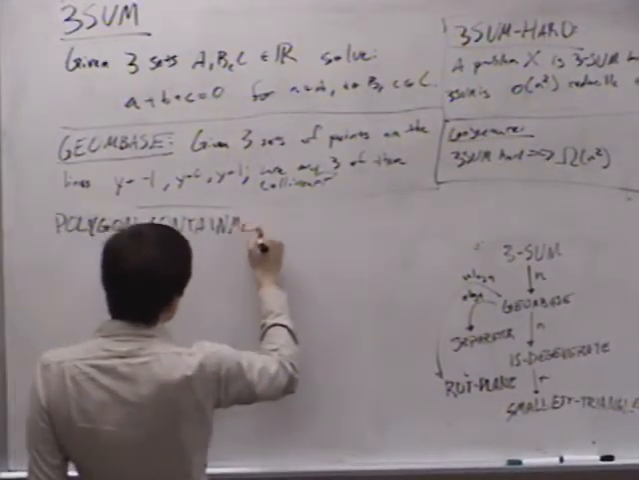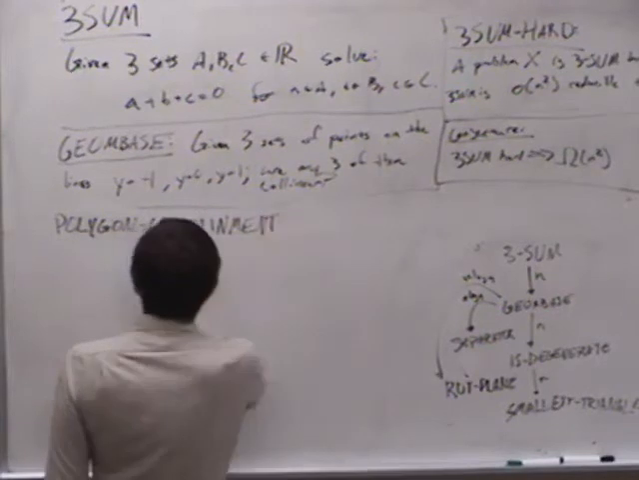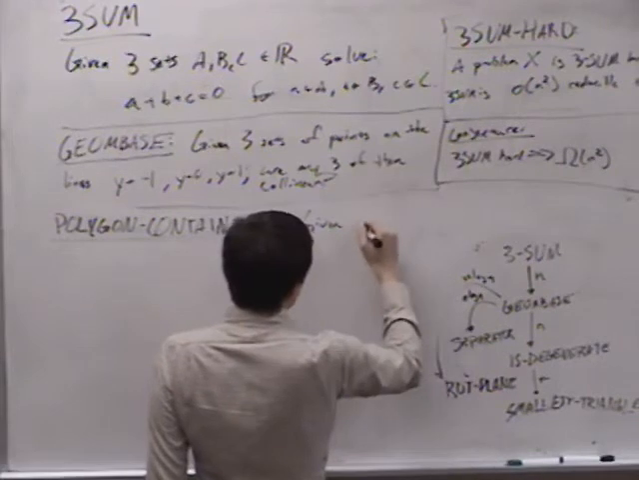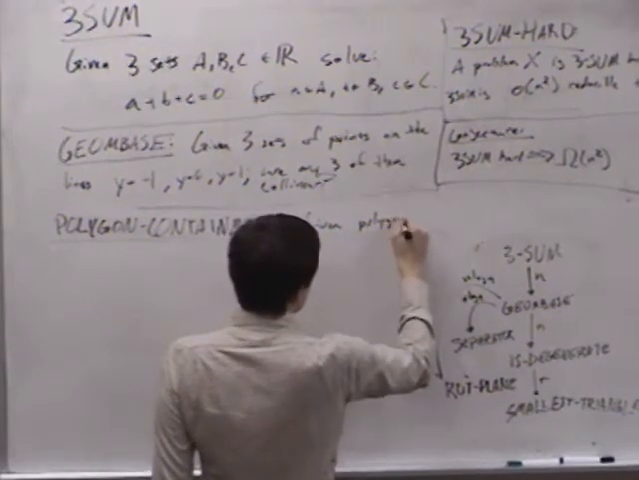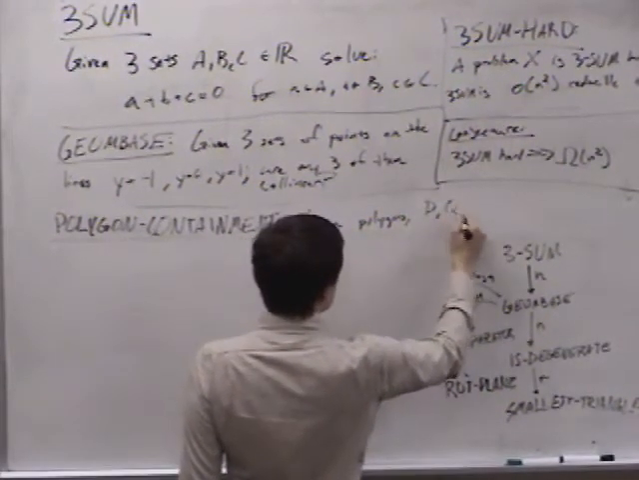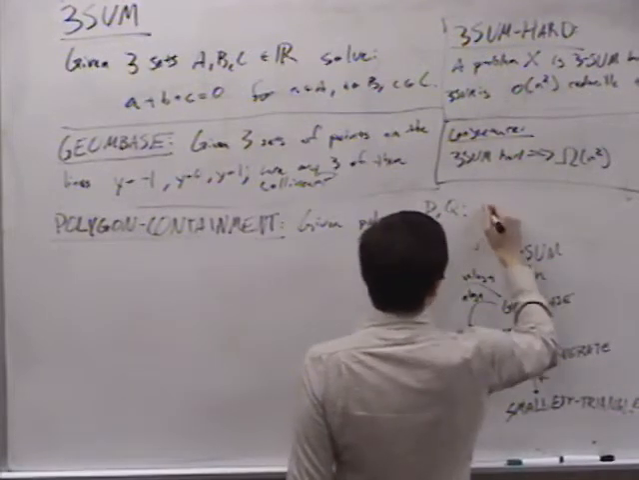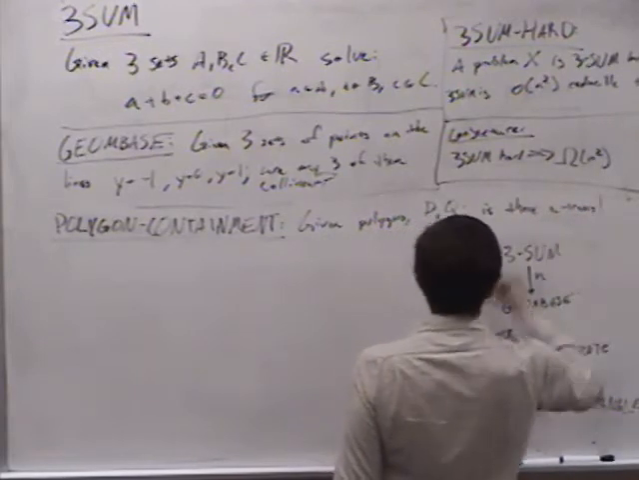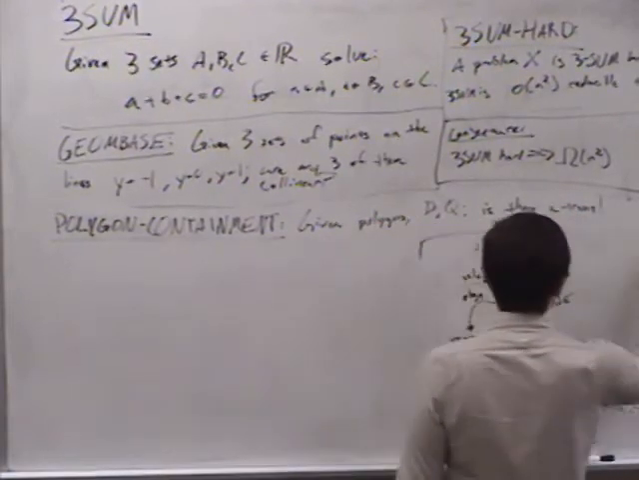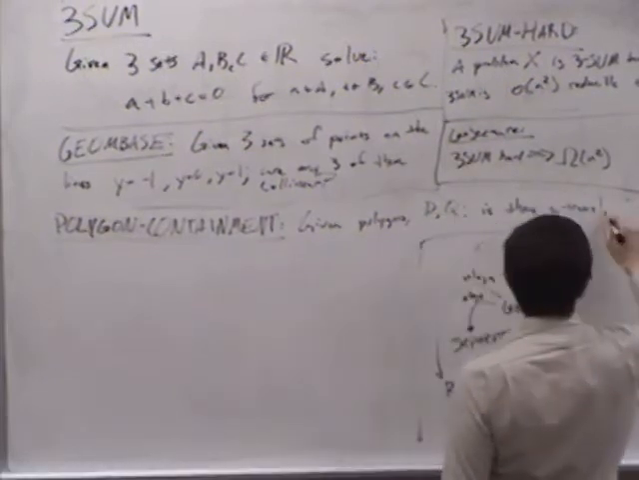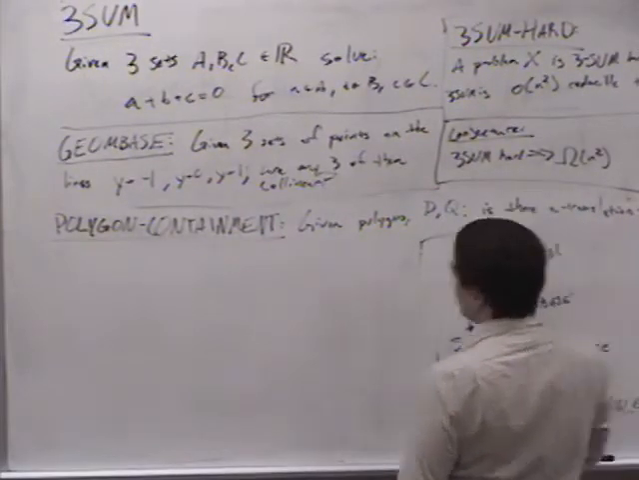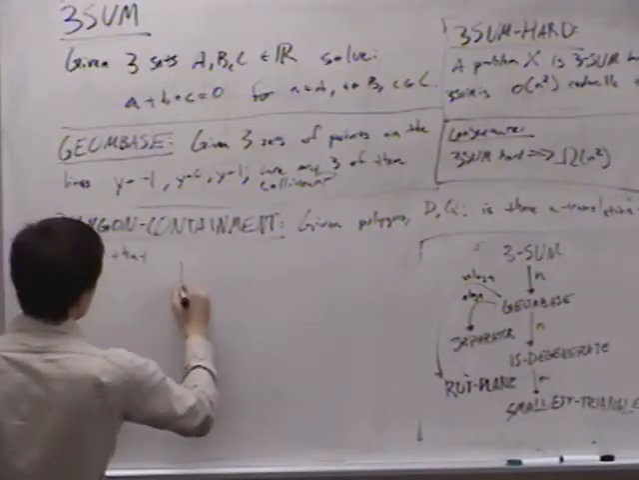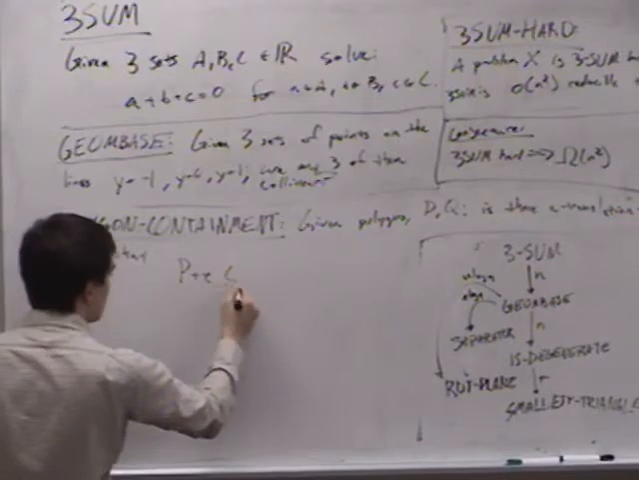The basic idea here is, given polygons P and Q, is there a translation? I'm going to draw a box around this thing so it's not confusing here. Is there a translation T such that P plus T is contained in Q?